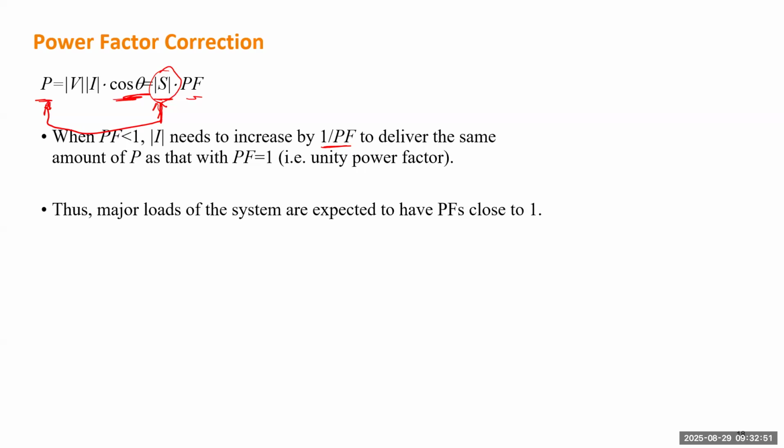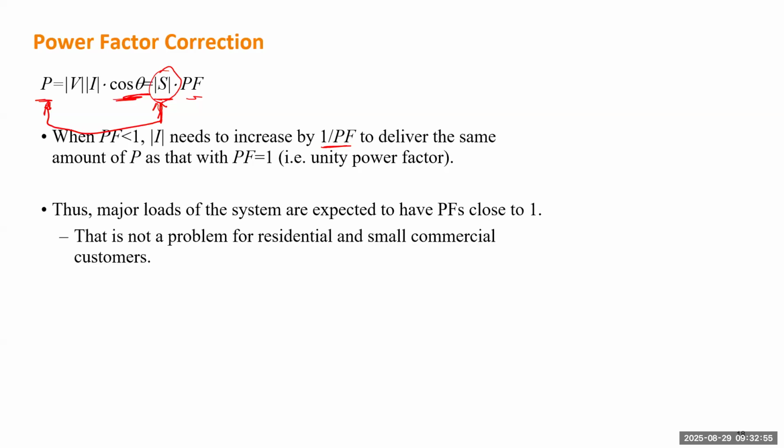Major loads of a power system should have power factor close to 1. That is not a problem for residential or small commercial customers, because most of such customers utilize real power. They don't consume much reactive power. For instance, the lighting load can basically be modeled as close to a resistor. A resistor may have just real power. Even if it may have some reactive power, it could be small.